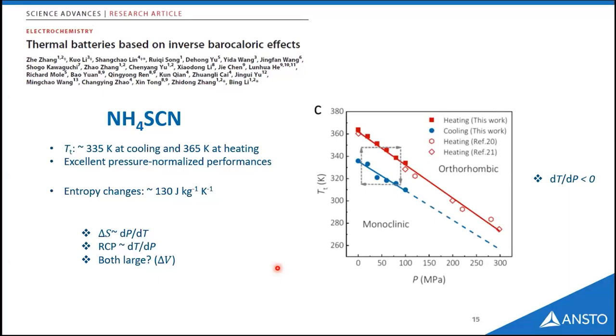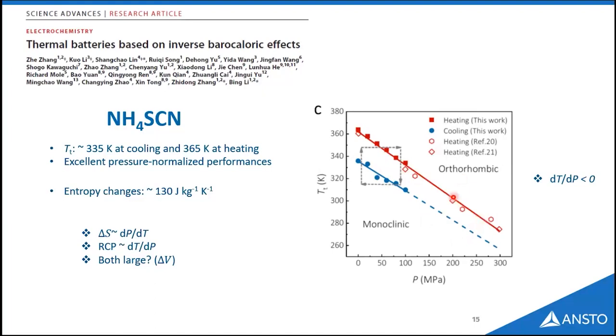The next example I will show you is an inverse barocaloric effect from the sample NH4SCN. This sample has a transition temperature around 335 K on cooling and 365 K on heating. The interesting thing about this sample is that it can simultaneously achieve a large entropy change and a large refrigeration cooling power. For an ordinary caloric material, it's not possible to achieve both simultaneously because they contradict each other. But due to the large volume change, this material has larger effects in both delta S and RCP. And what's more interesting, the transition temperature decreases when we apply pressure. So this is what we call the inverse barocaloric effect.